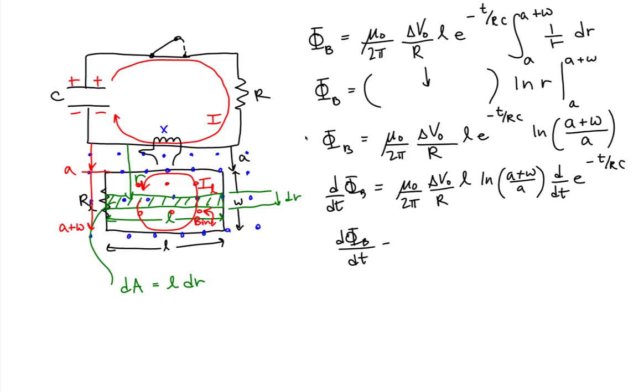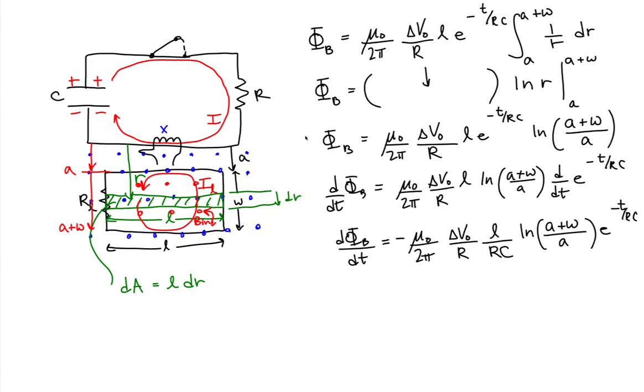And when we do that, our expression for the time rate of change of magnetic flux says that we have mu naught over 2 pi times the ratio of the potential difference of the initially charged capacitor over the resistance of our RC circuit times L. And when we evaluate the derivative of the exponential, we're going to get a minus 1 over RC. I'll put the minus sign out in front, and we have the natural log of A plus W over A, and this is e to the minus t over RC.